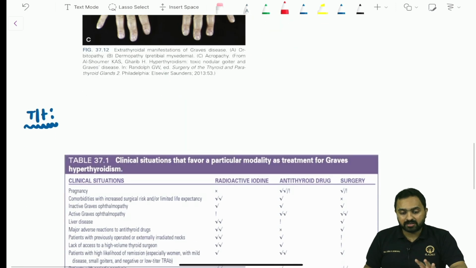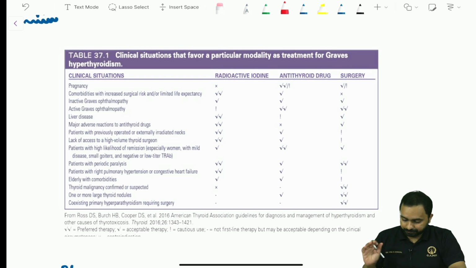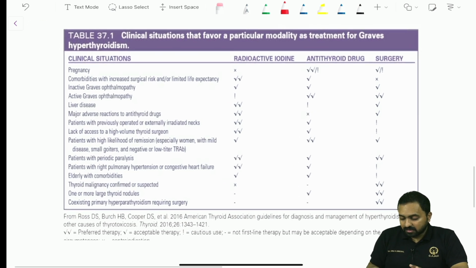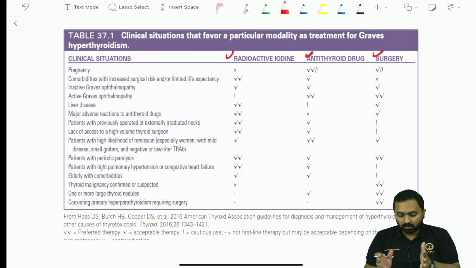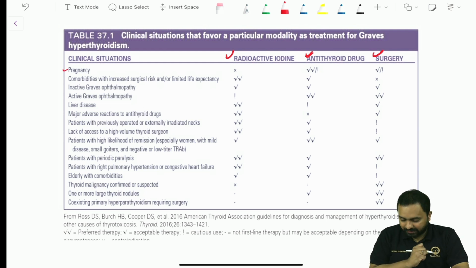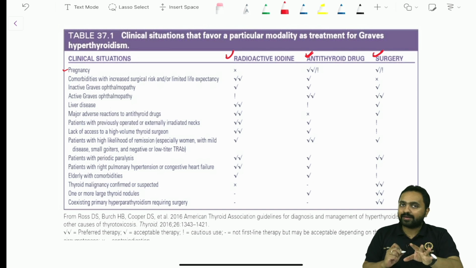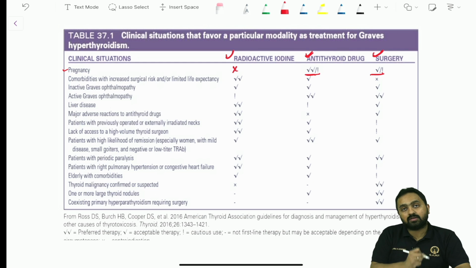Now regarding the treatment, I've again simplified the treatment for you. I have taken the table from your textbook of Sabiston. Over here we have three treatment modalities: radioactive iodine, antithyroid drugs, and surgery. When to use what is beautifully described in this table. First, pregnancy. In pregnancy radioactive treatment is contraindicated, so you have a cross for radioactive iodine. Antithyroid drugs may be given, and so is surgery.